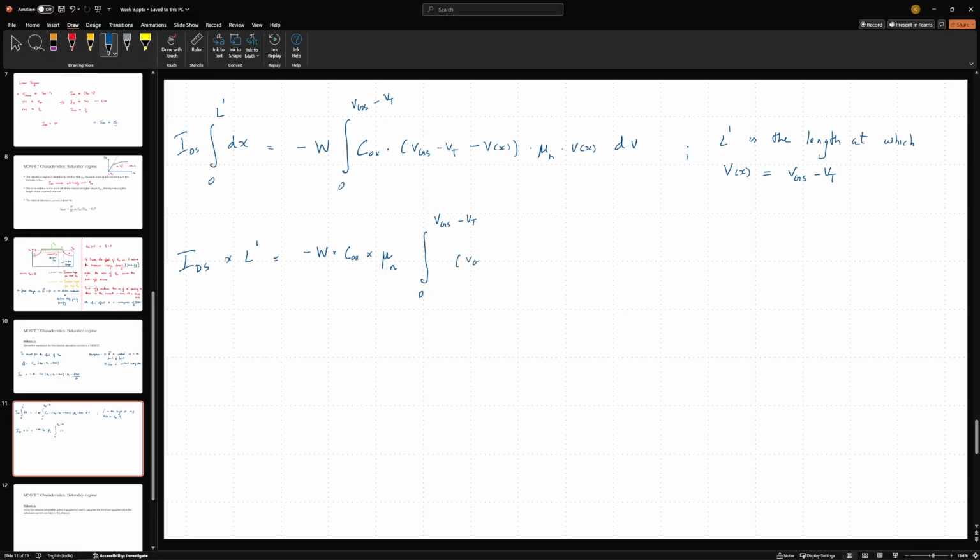Here we have VGS minus VT into V of x minus V squared, V of x the whole squared dV.